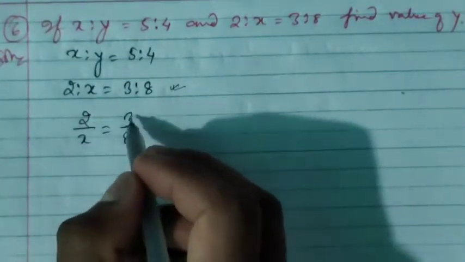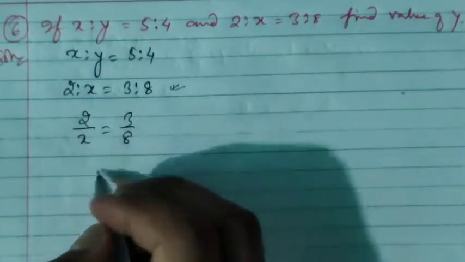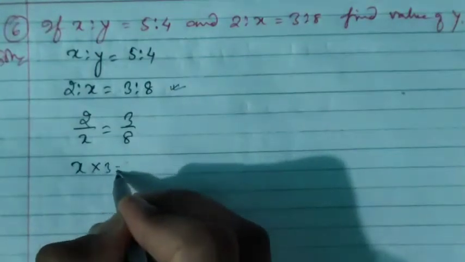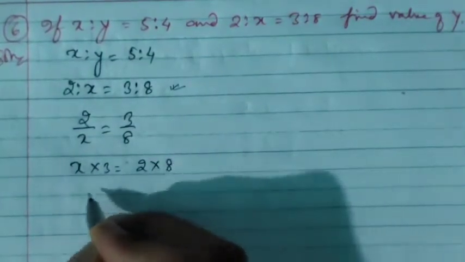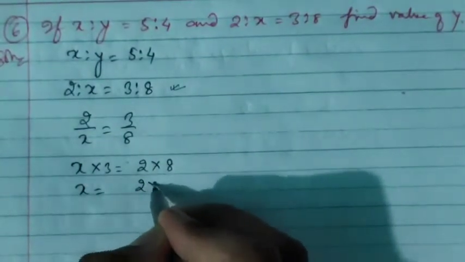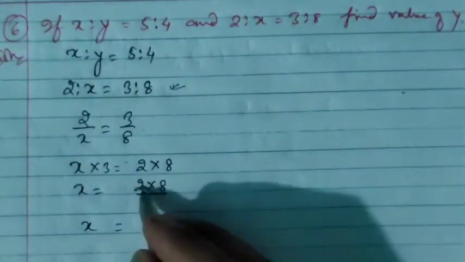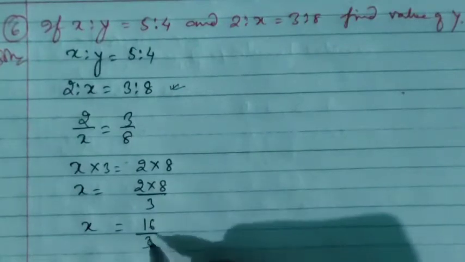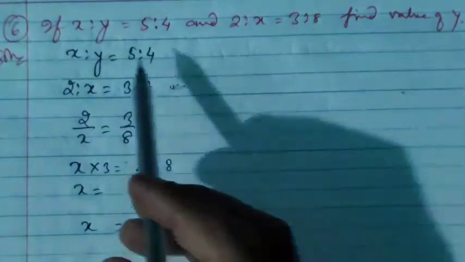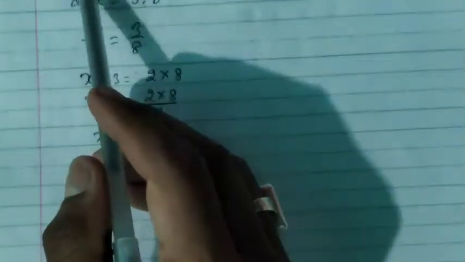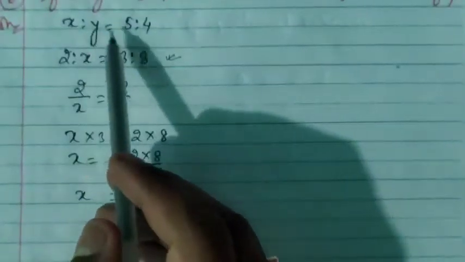Here we will do cross multiplication. X into 3 is equal to 2 into 8. X is equal to 2 into 8 by 3. By multiplying it, we will get 2 8 ja 16 by 3. This is the value of x. Now what we will do, we will put in the first value, that is x ratio y value is given. We will put the value of x in this ratio.